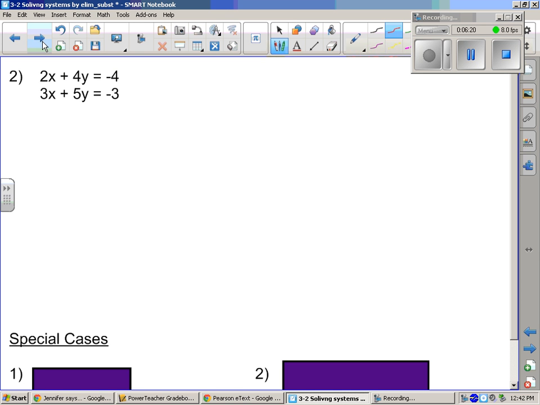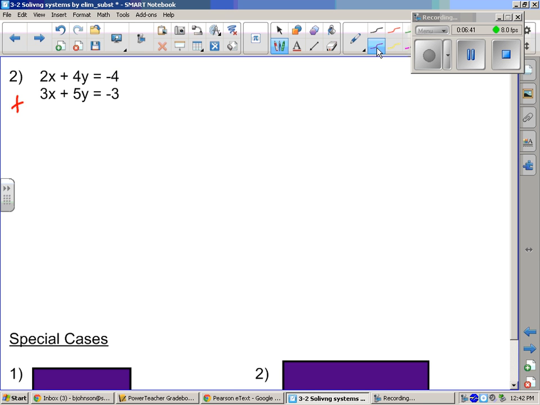Okay, here's one. It's already in standard. However, I don't have any opposite variables or opposite coefficients. So I can't just cross those x's out? Because we're going to add. How do we add? 2 and 3 gives me 5. I need it to go away. I need to force this to become what we want.